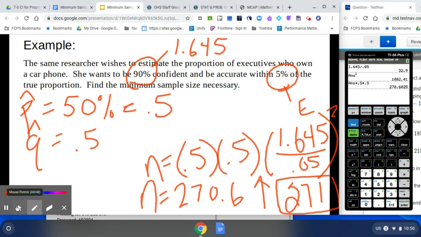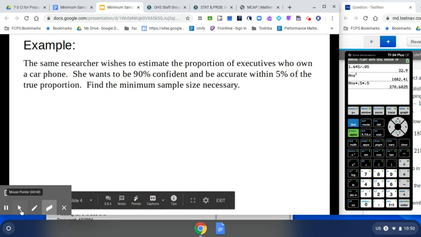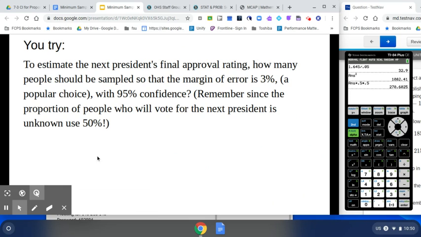All right, guys, go ahead and pause the video. Try this next example on your own. Repause the video or replay the video to see the answer. So this is the you try.